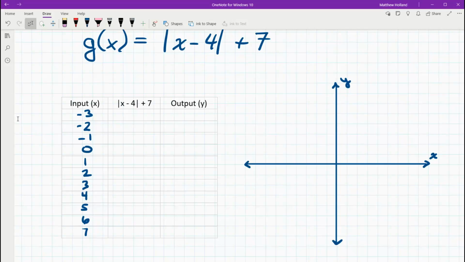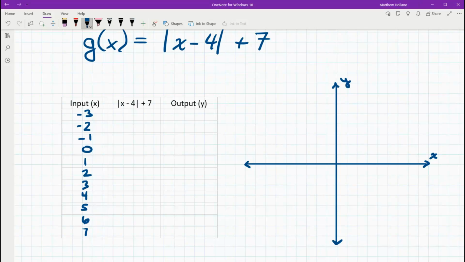I made 3 columns in this table. The first column is going to be our inputs. The second column is a place for us to write out the calculation. And the last column is going to be your output, or your y. So for every input, you're going to have exactly 1 output. We're going to have points, and then we can graph them.